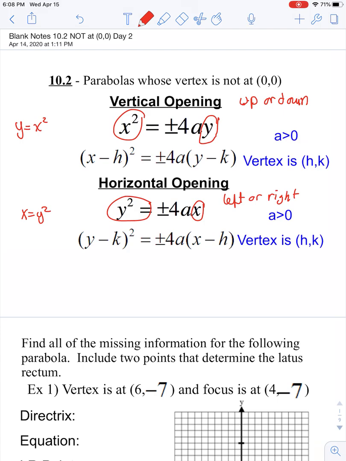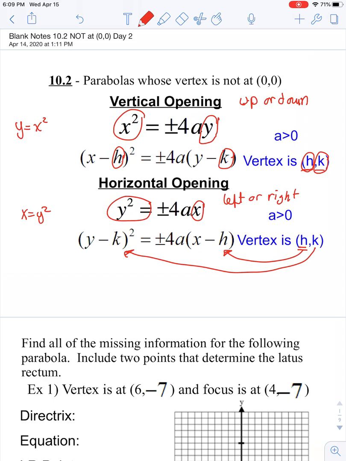Now, what we're adding in today is that these equations do not have to have a vertex at 0, 0. So we're going to bring in the vertex at h, k. You'll notice that the h value is the value that is subtracted from x, and the k value is the value that is subtracted from y. Notice that you have to pay attention to where x and y are, because in the second equation, when they are reversed, the h value is always going to be with your x. Your k value is always going to be with your y.